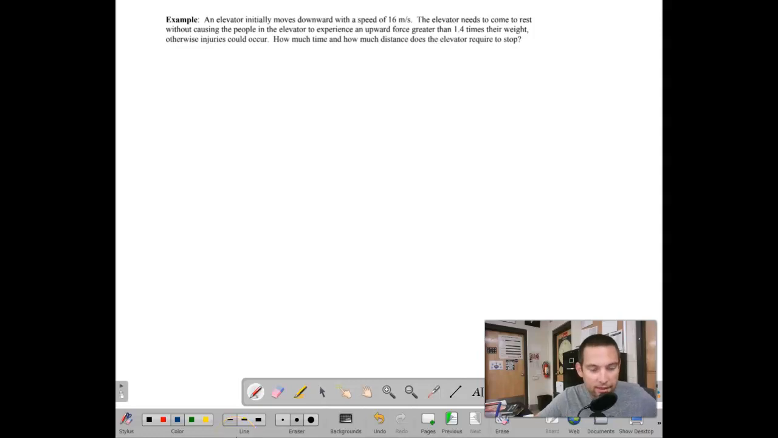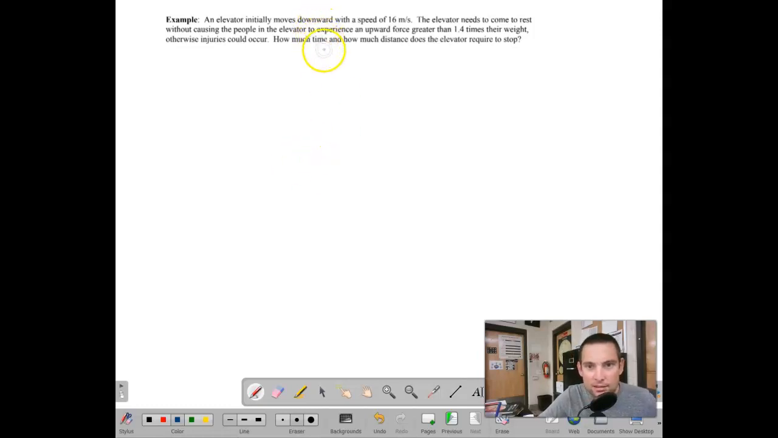And finally, the last one: an elevator initially moves downward with a speed of 16 meters per second. The elevator needs to come to rest without causing people in the elevator to experience an upward force greater than 1.4 times their weight. Otherwise, injuries could occur. How much time and how much distance does the elevator require to stop?